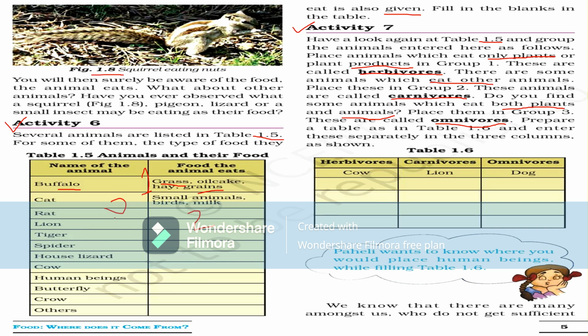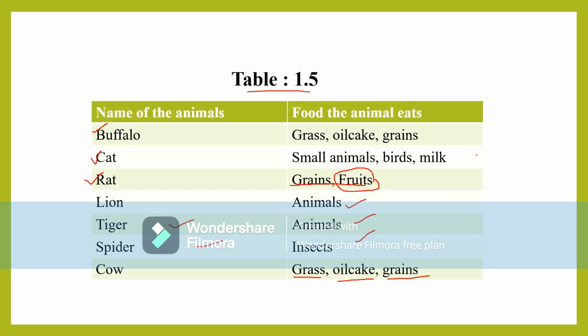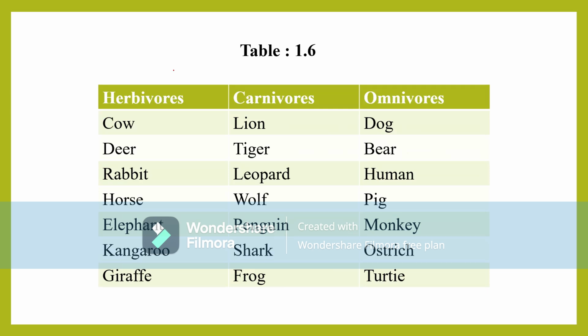Group 1 is herbivorous, group 2 is carnivorous, and group 3 is omnivorous. Okay, next, note down table 6. Make three columns in table 6, this is the first one, this is the second one, and this is the third one. In the first column write herbivorous, the second column carnivorous, and the third column omnivorous.